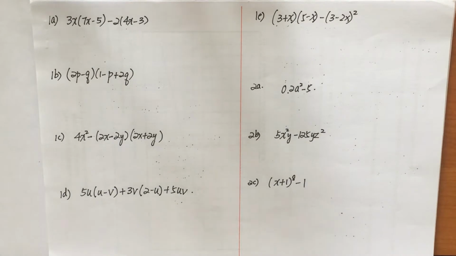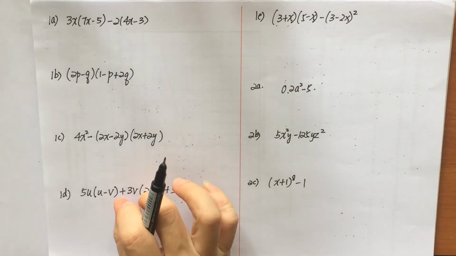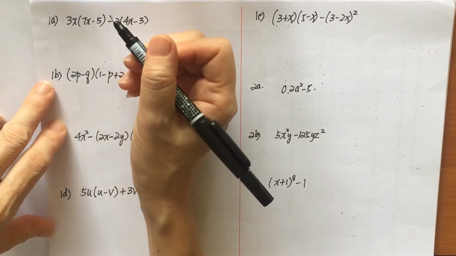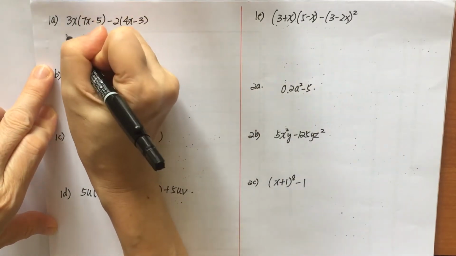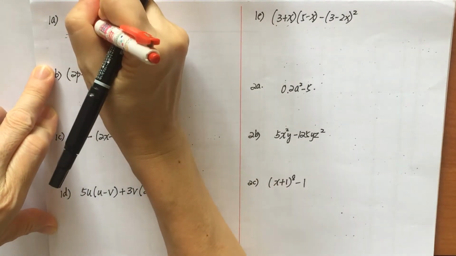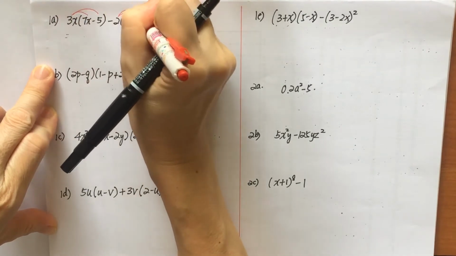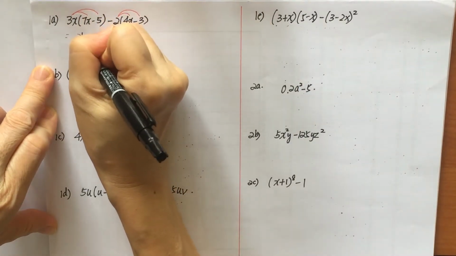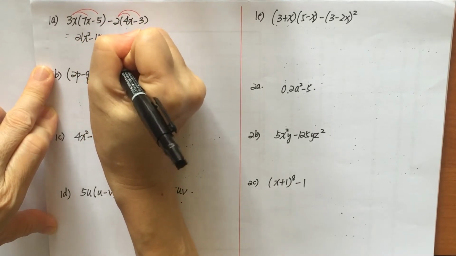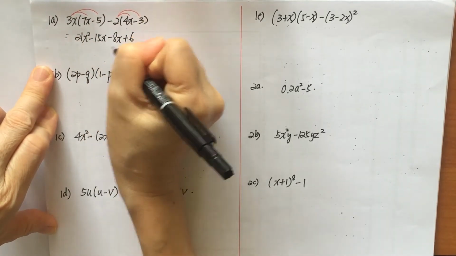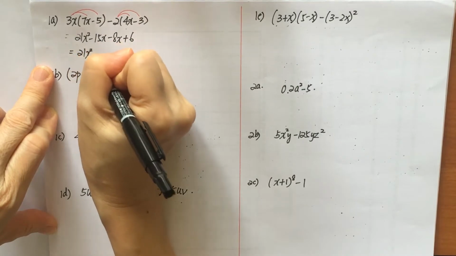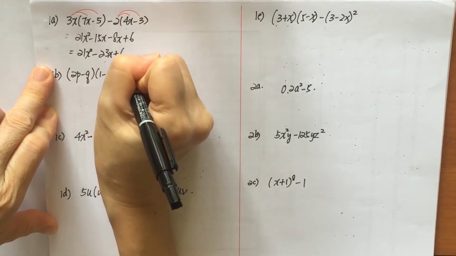Assignment 2. This one is based on expansion and factorization. So it should be quite easy. After doing so many exercises already, you should be very good at it. Question 1, to expand. Question 1 is all about expansion. So you bring the term and multiply. You bring this one and multiply. So you actually have 21x squared minus 15x minus 8x plus 6. So you have 21x squared minus 23x plus 6.